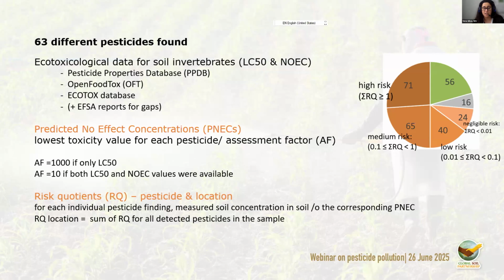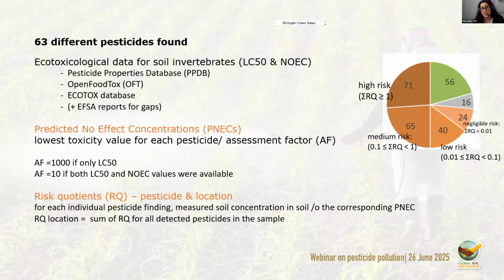And here in the pie chart, you see the risk analysis of the African soil sample. So in green, you have the 56 that had no pesticide residues. Then you have in gray 16 samples, 16 locations where we did find some residues, but for which there is not enough ecotoxicological information to derive a reliable risk assessment.